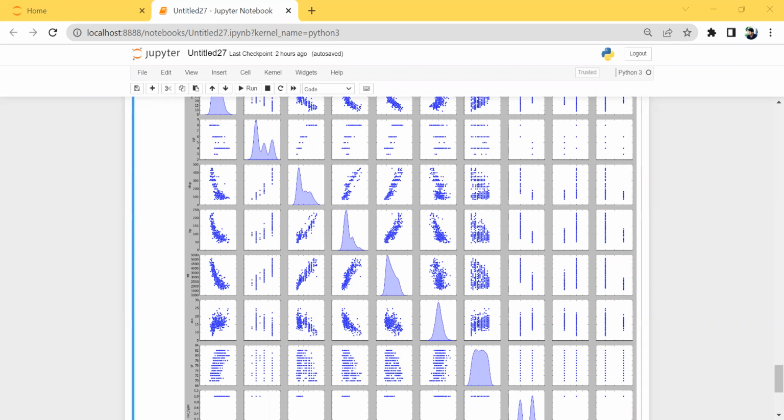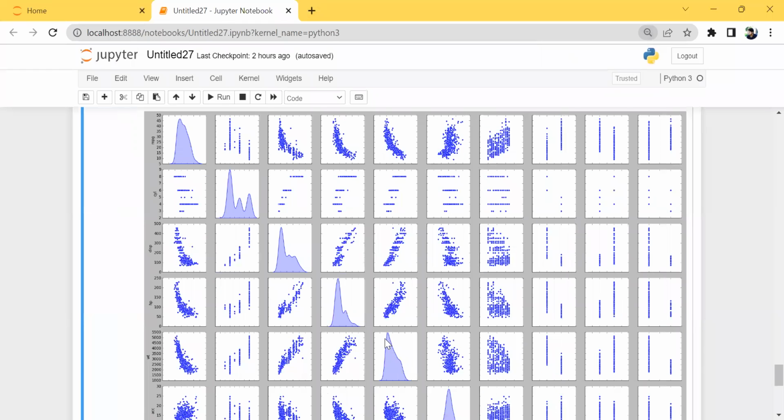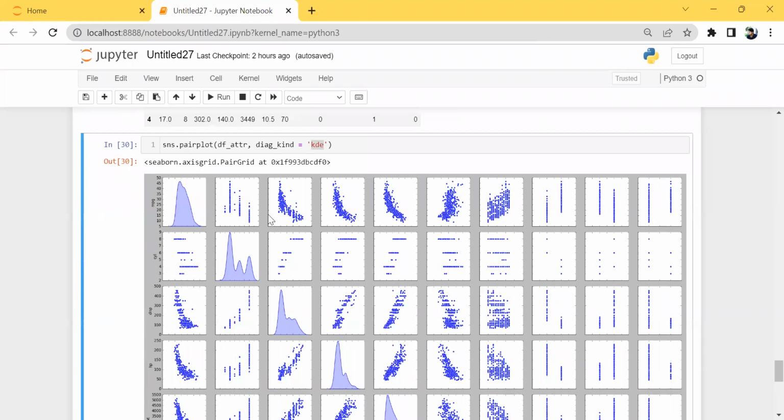Okay, what is meant by pair plot here? The pair plot is nothing but a square matrix. How is it actually looking here? It's a square matrix, right?